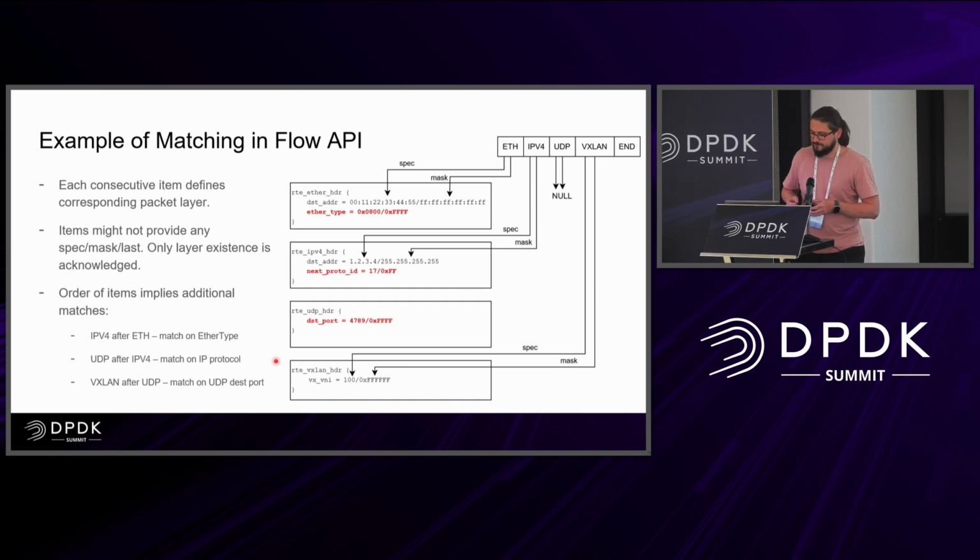So for example, if an IPv4 item follows an Ethernet item, then it means that the driver has to configure an implicit match on the ether type, so that we only match on IPv4 packets. The same happens for UDP, where we match the next proto value in the IPv4 header. And for example, VXLAN implicitly forces the destination port to be matched to a specific value.